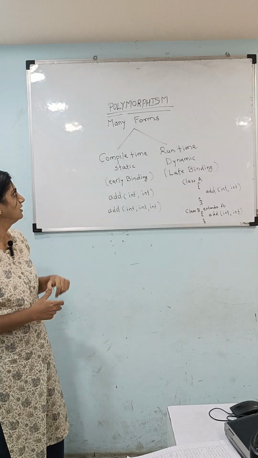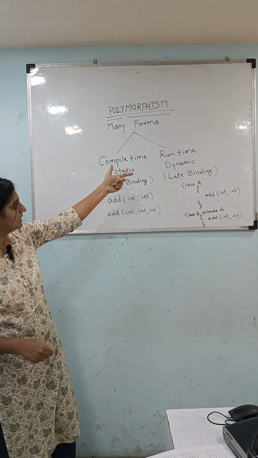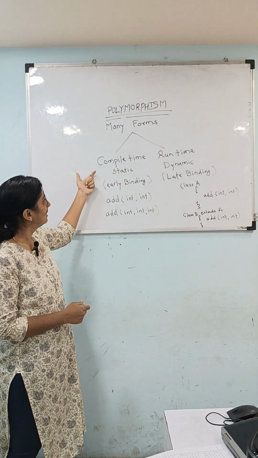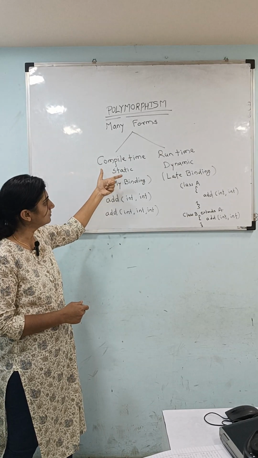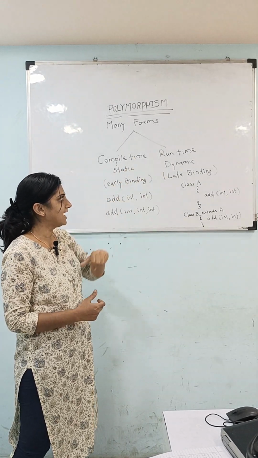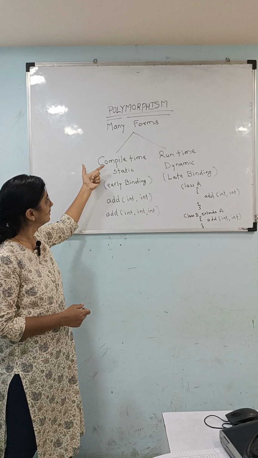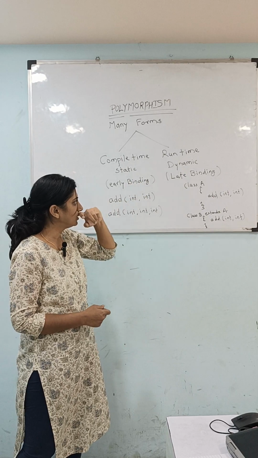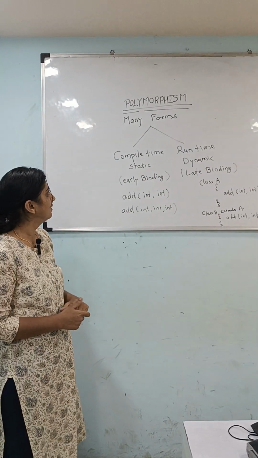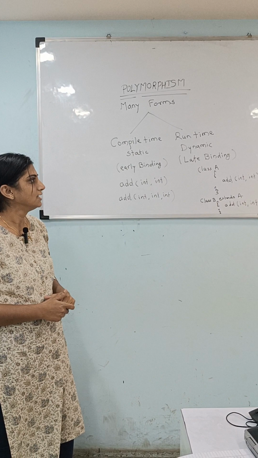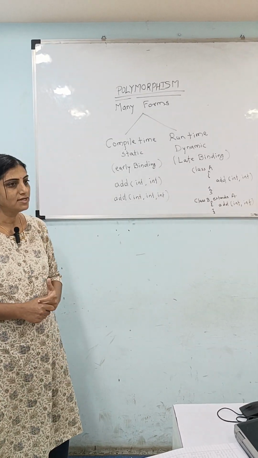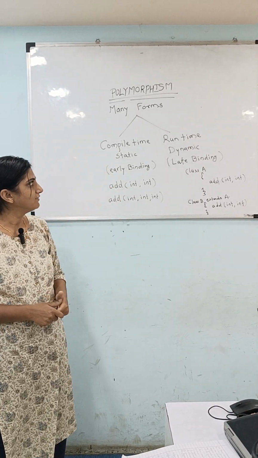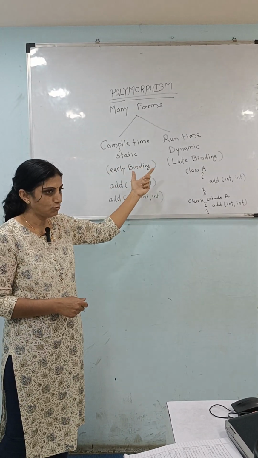There are two types of polymorphism: compile time polymorphism and runtime polymorphism. There are different names for compile time and runtime also. We call compile time polymorphism static polymorphism, and runtime polymorphism is dynamic polymorphism. Or also, for compile time polymorphism we say early binding, and for runtime polymorphism we say late binding. So in compile time polymorphism, the behavior of the code is defined at compile time, and in runtime polymorphism, the behavior is defined at runtime.